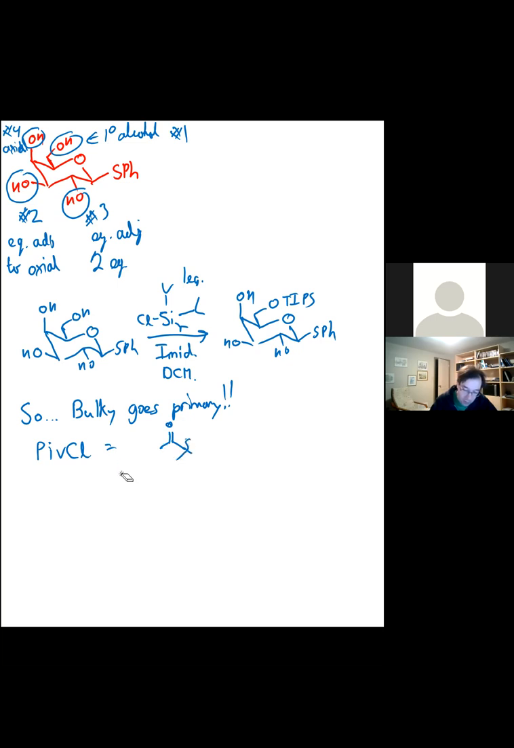That bond is stupid long. I'm going to shorten it up. There we go. So we have the Piv group. This is all this is a tert-butyl ester. But if we call it a tert-butyl ester, then everyone can understand what we're saying. So we say it's a pivaloyl group.